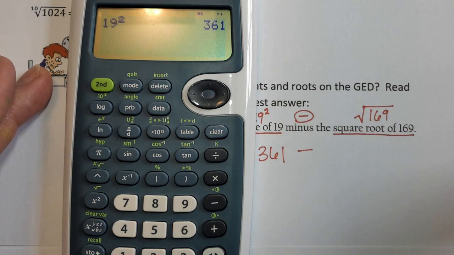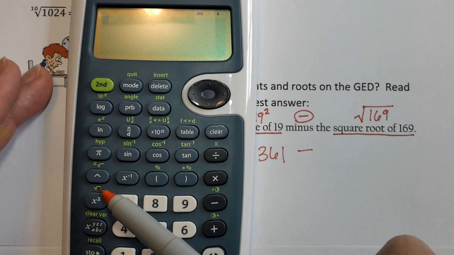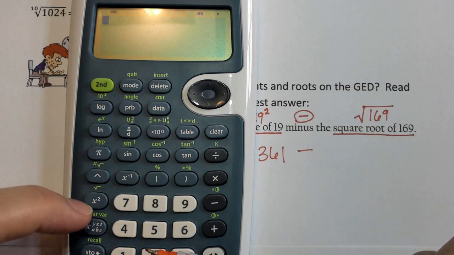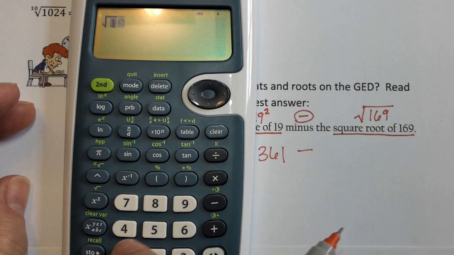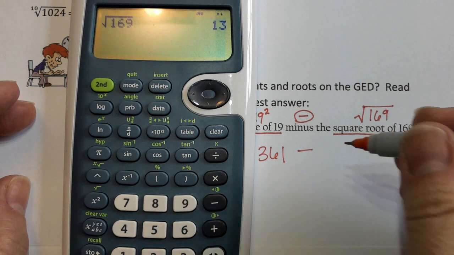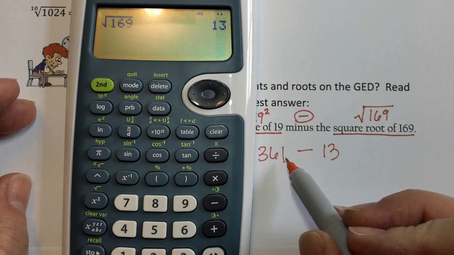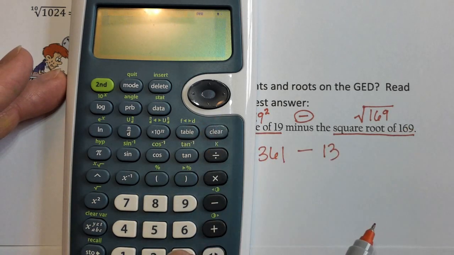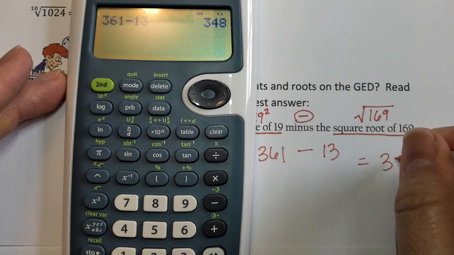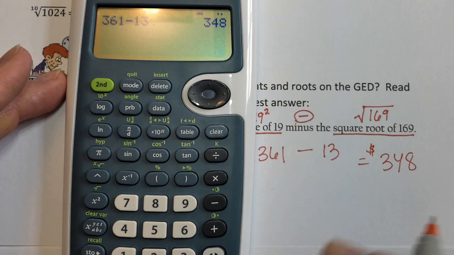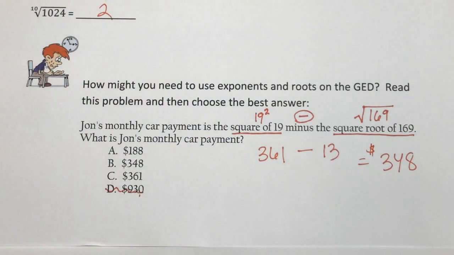Minus the square root of 169. So to find the square root, I need this one here. I need shift. There it is. 169. Enter, which is 13. So his car payment is 361 minus 13, which is $348. Now let's look and see if that's one of our choices. And it is. So I think the answer is B. Very good.